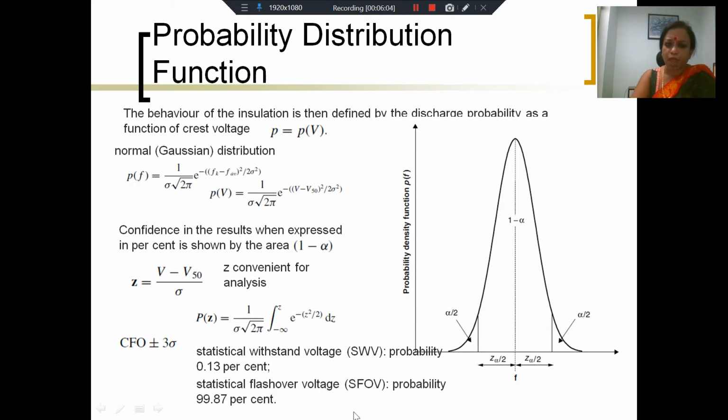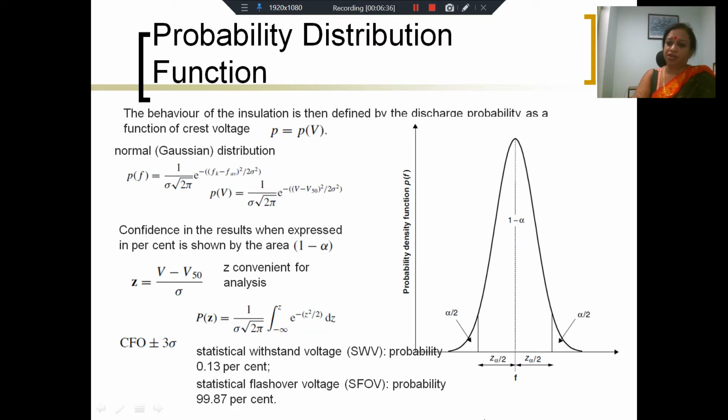So what I can say is this: let me define a variable z, where z is equal to (v minus v50) by sigma. So this is of course derived from v, but it is convenient to use z for analysis. Now if I put z on the x-axis, then this maximum value v50 corresponds to z equal to 0.